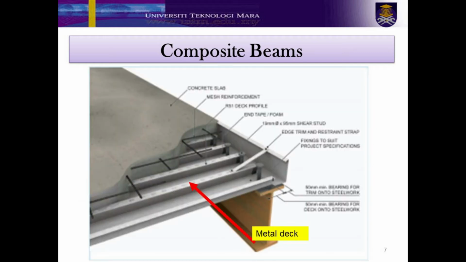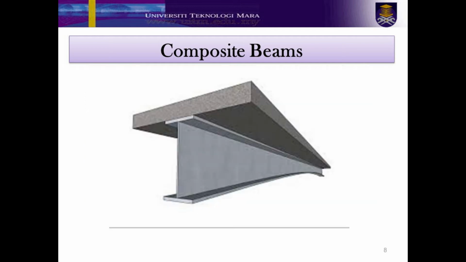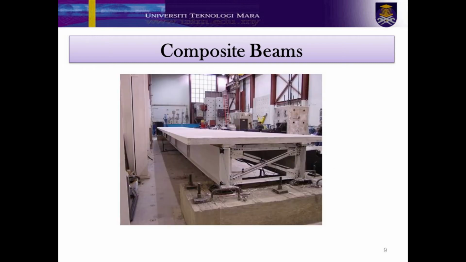Metal decks are often used to provide the formwork necessary to cast the concrete. In lieu of metal decks, precast slabs can also be used. Composite construction can also be used with plate girders as well as other types of steel structures, such as with steel trusses.